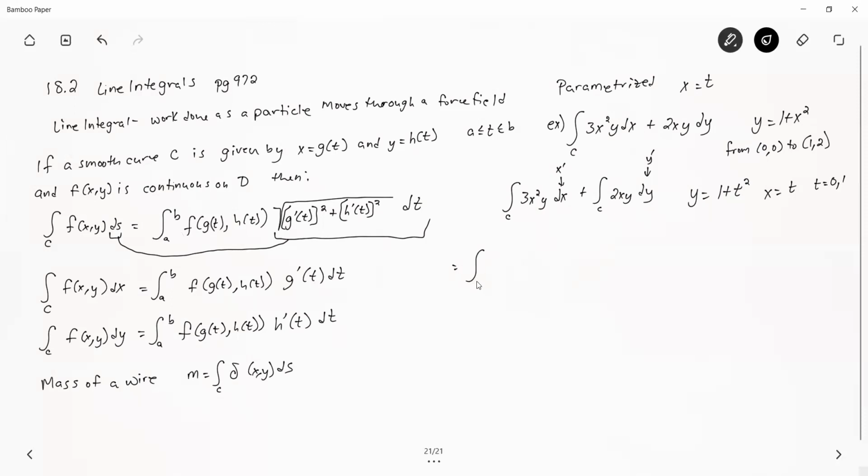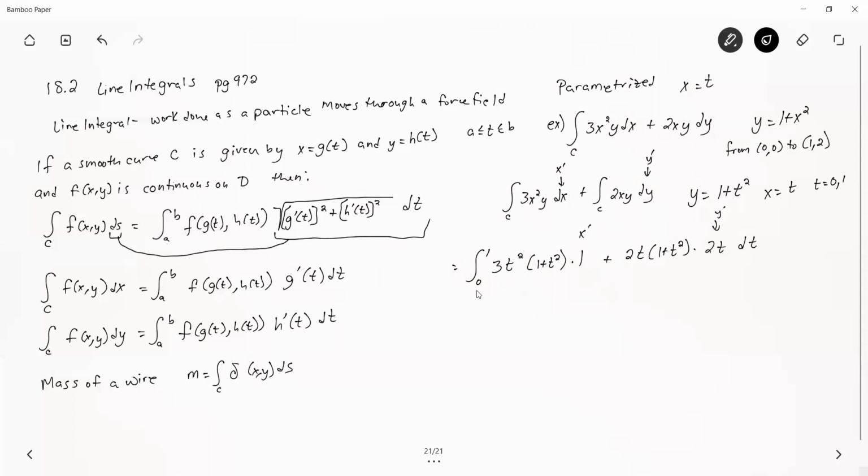All right, so let's look at this. We're going to have the integral from 0 to 1, because we're dealing with our dx, of 3x squared. Well, x is t, so this is going to be 3t squared, times our y. Well, y is 1 plus t squared. And then our x prime is going to be 1, because the derivative of x is just 1. Plus 2t, 2 times t, times our y, which is 1 plus t squared, times our dy. Well, that's our y prime. What's the derivative of 1 plus t squared? That's 2t, dt. So this is our y prime, and this is our x prime.